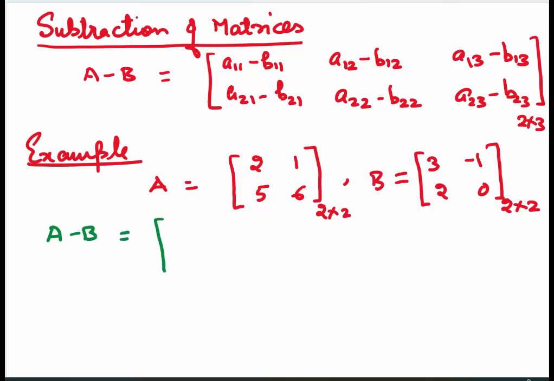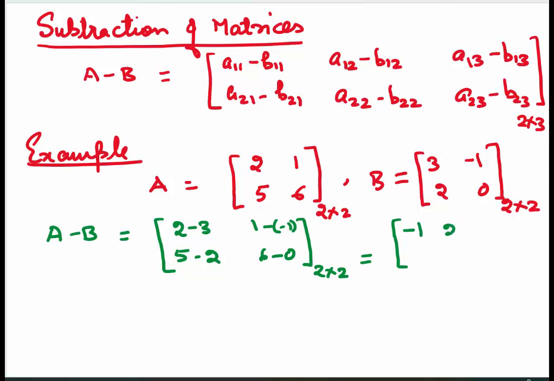A minus B means I am subtracting the elements of B from A. So 2 minus 3, the corresponding elements are subtracted. 1 minus of minus 1, 5 minus 2, 6 minus 0. The resultant matrix you see is also a 2 by 2 matrix. So what do we get on simplifying? We'll get minus 1, 2, 3 and 6 as a final matrix A minus B.